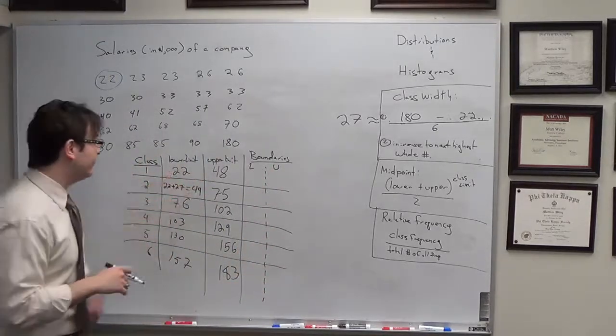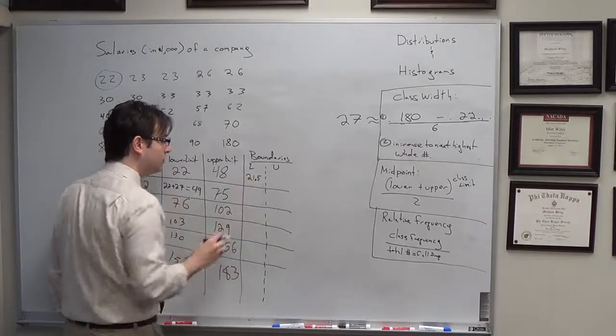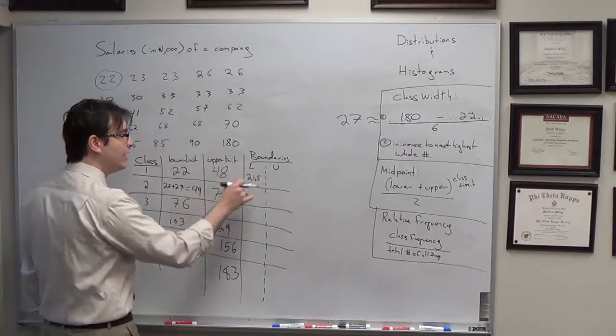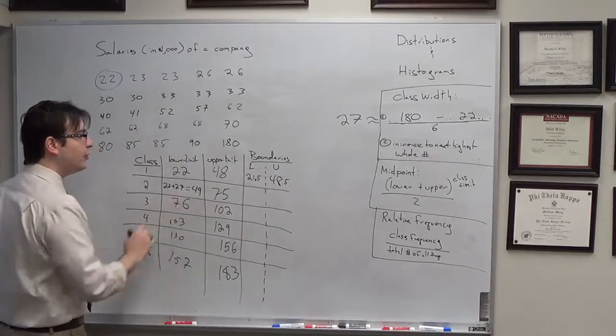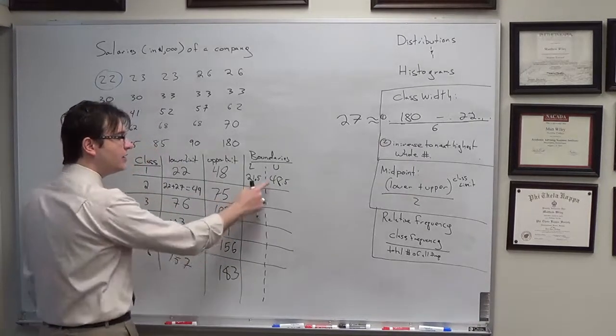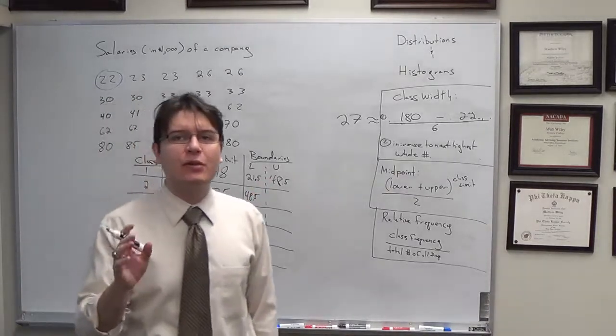22 minus a half will give me 21.5. Figure out how I did that. 22 minus 0.5 gives me 21.5. 48 plus a half gives me 48.5. 49 minus a half gives me 48.5. Notice these two numbers match. They're supposed to. Boundaries are not limits.